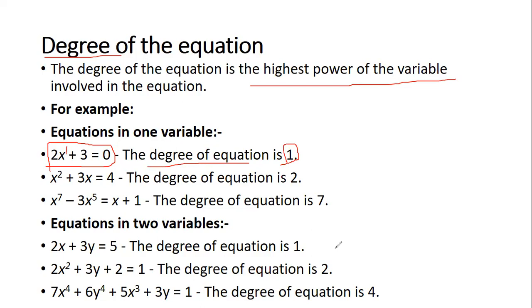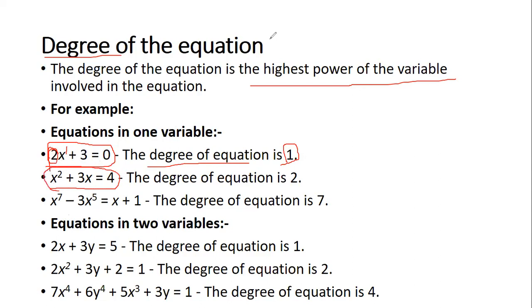No, 2 is not. 2 is the coefficient, Imran. 2 is the coefficient. X is the variable. And for variable, power is 1. Okay. Next. Second equation. See the second equation.